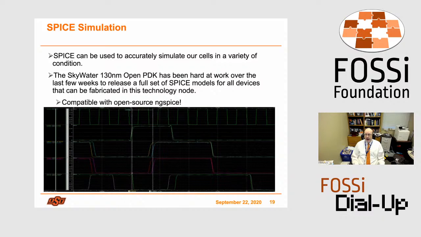The SPICE can be used to accurately simulate our cells in a variety of conditions. And the Open PDK team has been really hard at work in the last few weeks before the release trying to provide a great SPICE model so that you can simulate. And here's a sample simulation that we have from our cell sets. And it's compatible also with open source types of SPICE engines. Of course, the original SPICE engine comes from Berkeley, but there are other versions out there, including ngspice, which is a really great open source SPICE, including a graphical viewer.